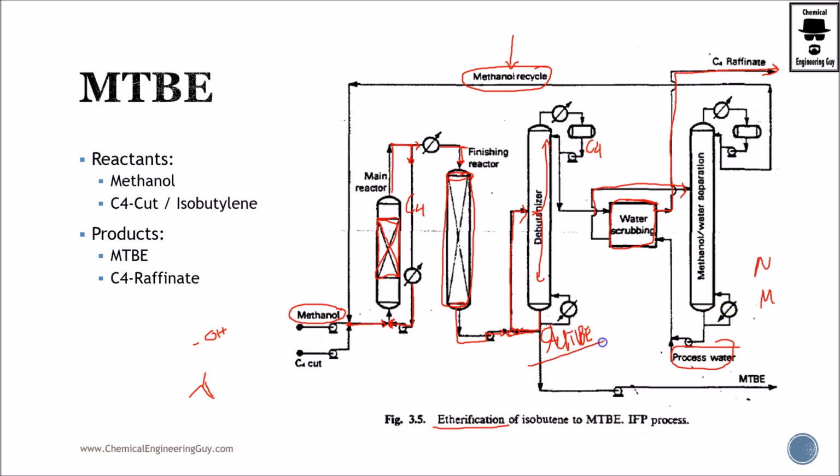Let's continue with the MTBE, which is directly produced from this debutanizer. Because MTBE is very heavy, you're going to be able to separate it pretty easily. And MTBE is now ready for use.